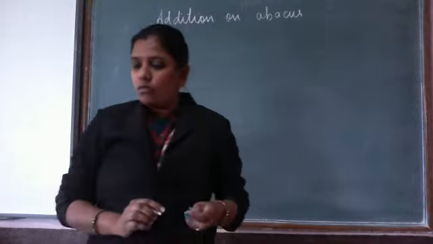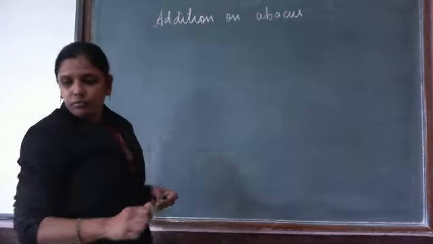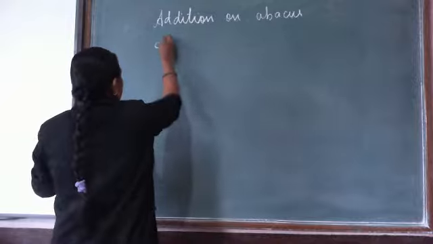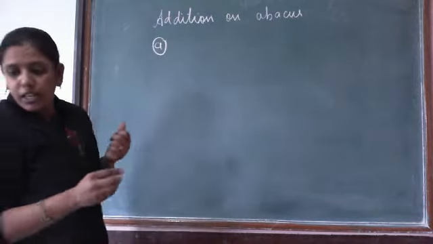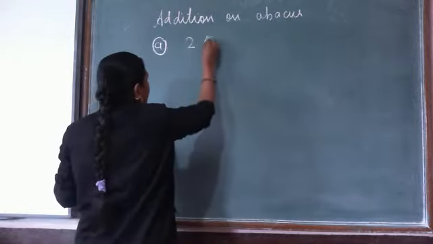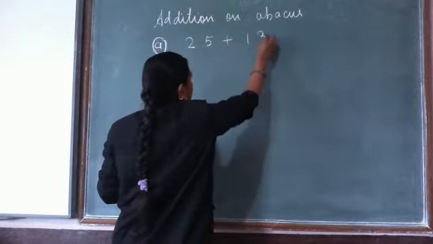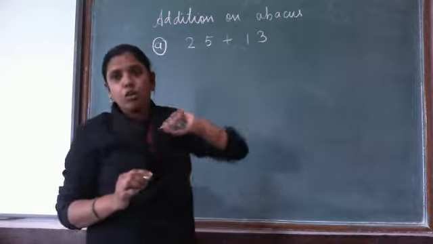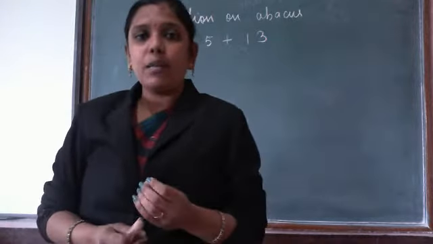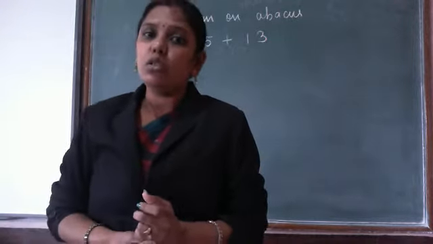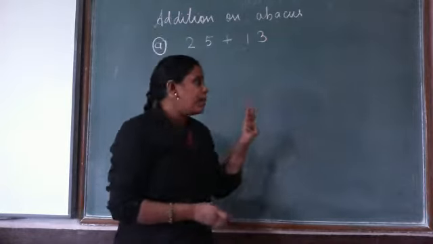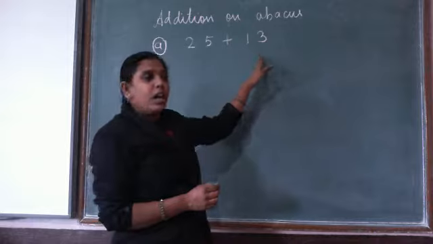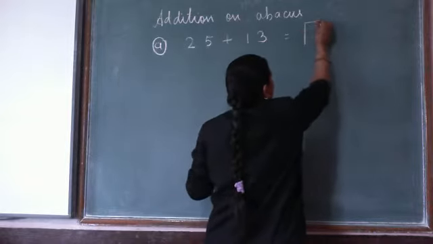Okay, so first, suppose we have to add 25 plus 30. You have to add 25 and 30. In addition and subtraction on abacus we need to draw three abacus. One abacus for 25, one abacus for 13, and one more abacus for your answer.